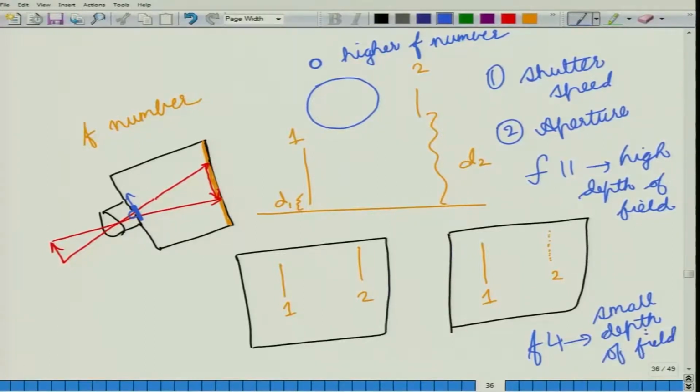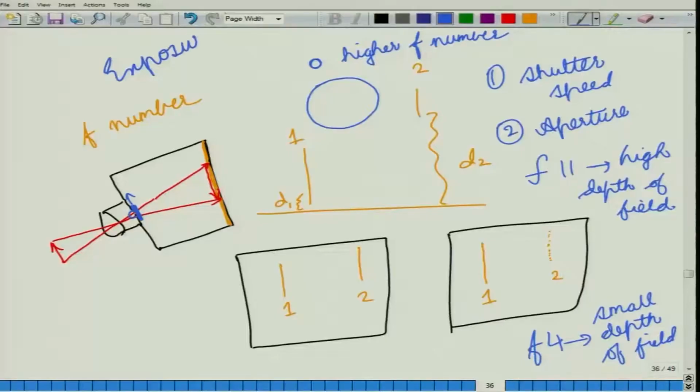So, in the case of a small depth of field, if we focus at the object that is closer to us, the object that is far away would appear out of focus. If we focus at the object that is far away, the object in front of us would look out of focus. So, this is what the focus means.